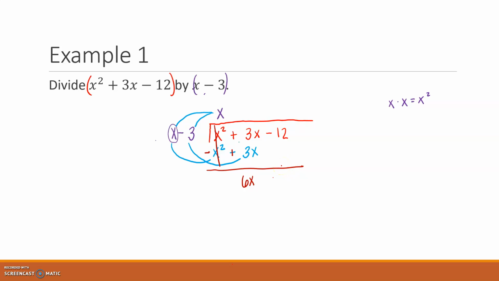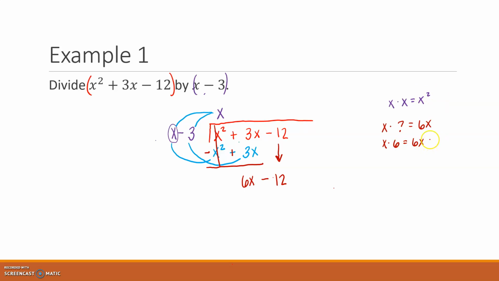And then I'm going to bring down the next term. So I'm going to bring down -12. All right, and now the process starts all over again. I'm going to say x times what equals 6x. What do I multiply x by to get 6x? I multiply it by 6. If I do x times 6, I get 6x.